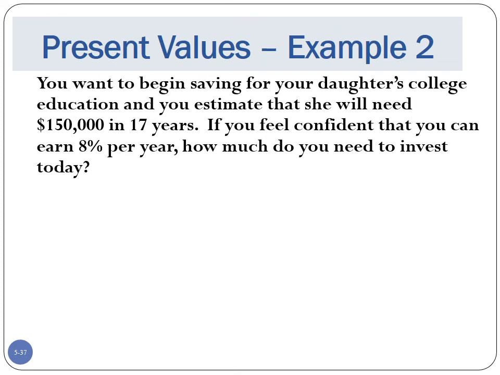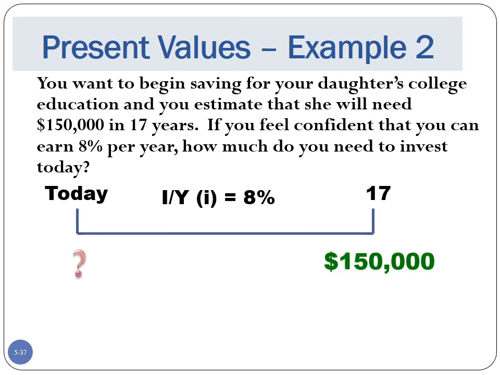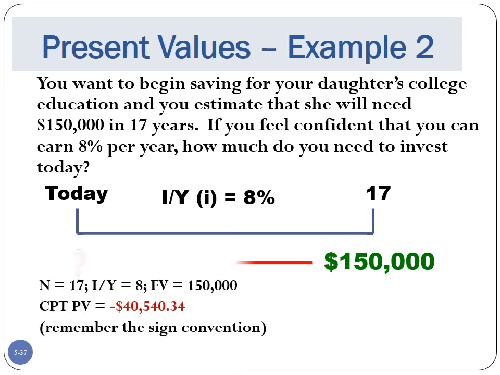Here's another example. You want to begin saving for your daughter's college education. You estimate that she will need $150,000 in 17 years. If you feel confident that you can earn 8% per year, how much do you need to invest today? So again, this is a present value question. We look at the future amount of $150,000, and we're going to discount it back to today to get a present value. So the present value then is $40,540.34. This is what you would need to invest at 8% over the annual compounding, 8% per year compounding for 17 years in order to get to $150,000.